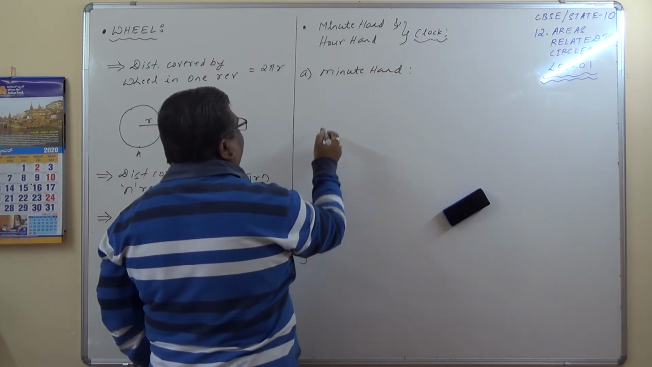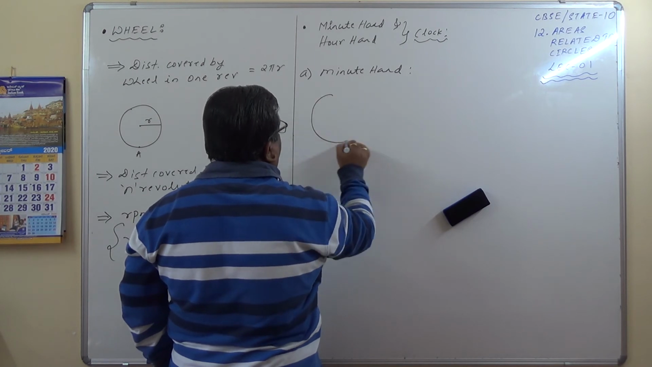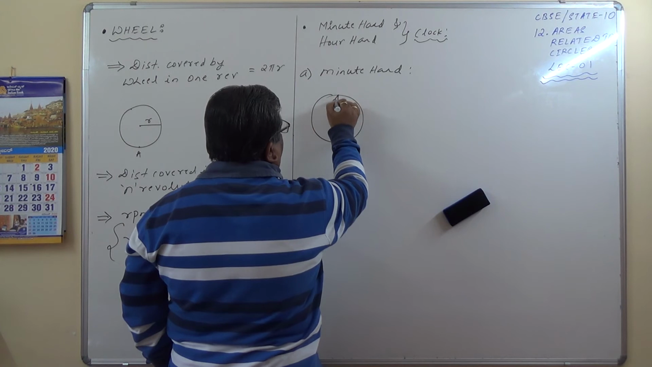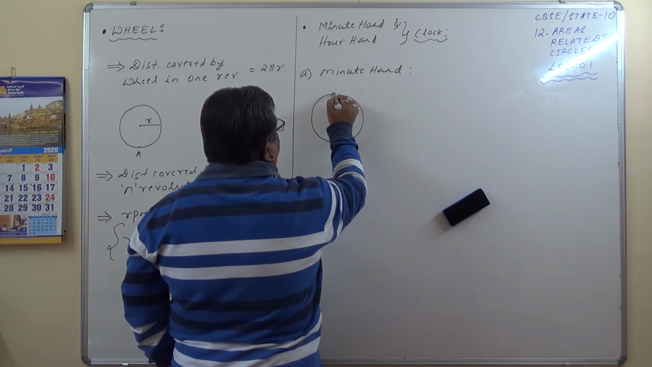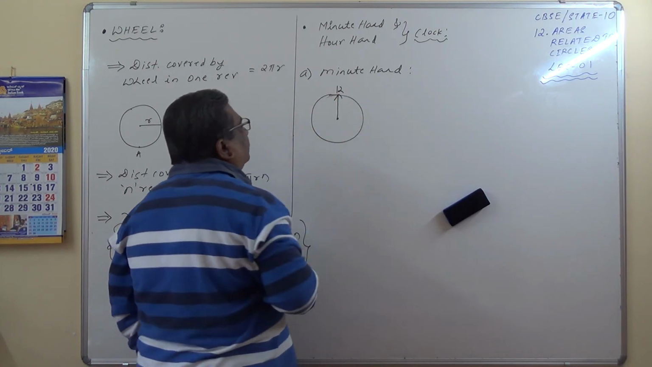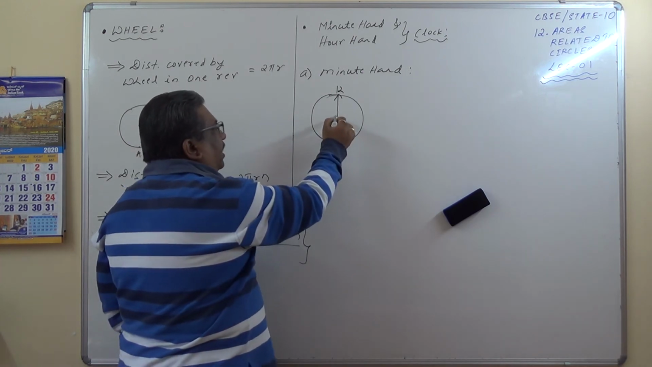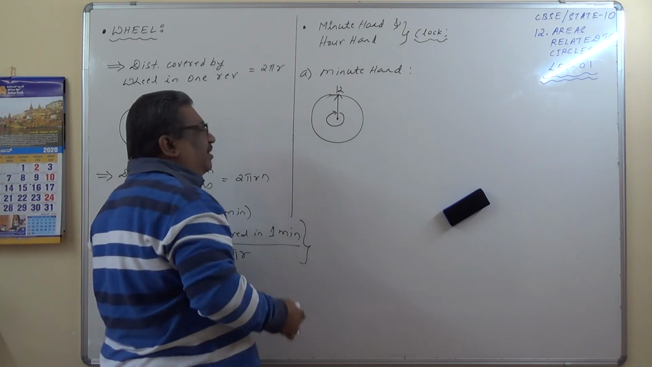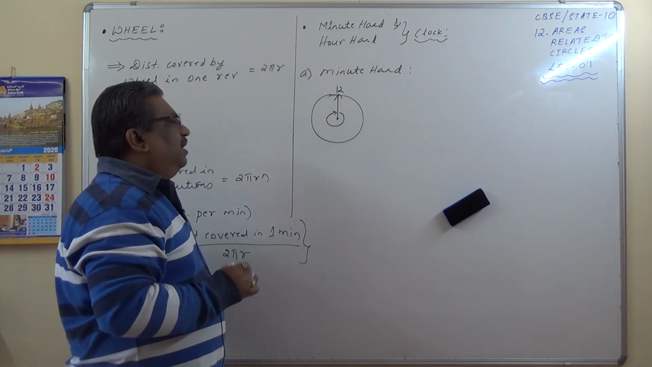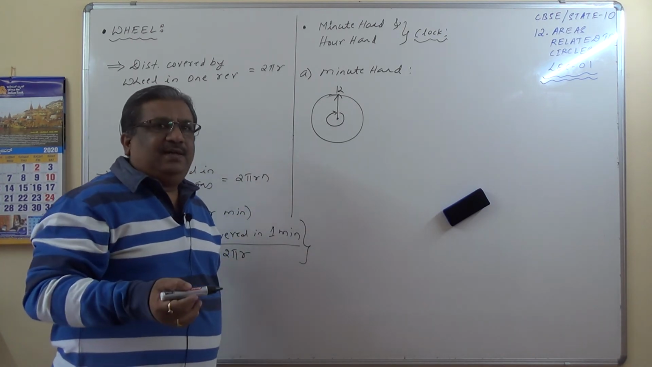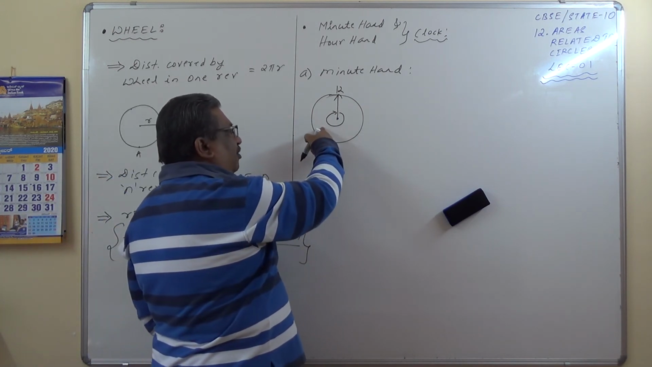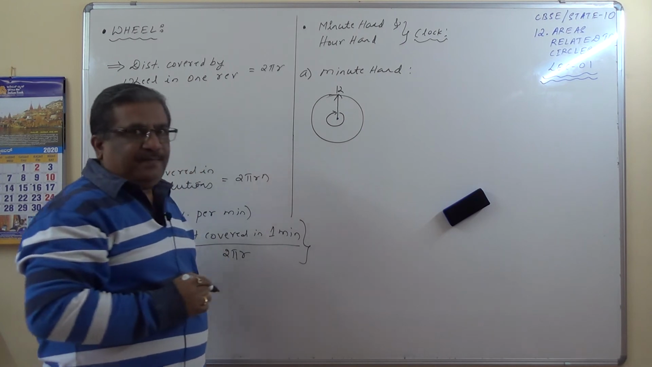which is the larger one, isn't it? The minute hand is the larger one. Suppose this is the minute hand here, this is at 12 here. It will make one complete revolution. The minute hand will make one complete revolution in how many minutes? 60 minutes. So 60 minutes corresponds to 360 degrees.